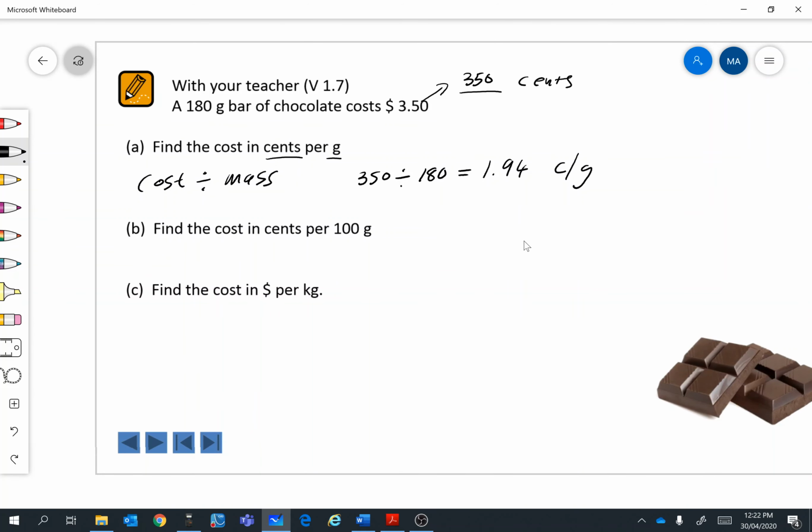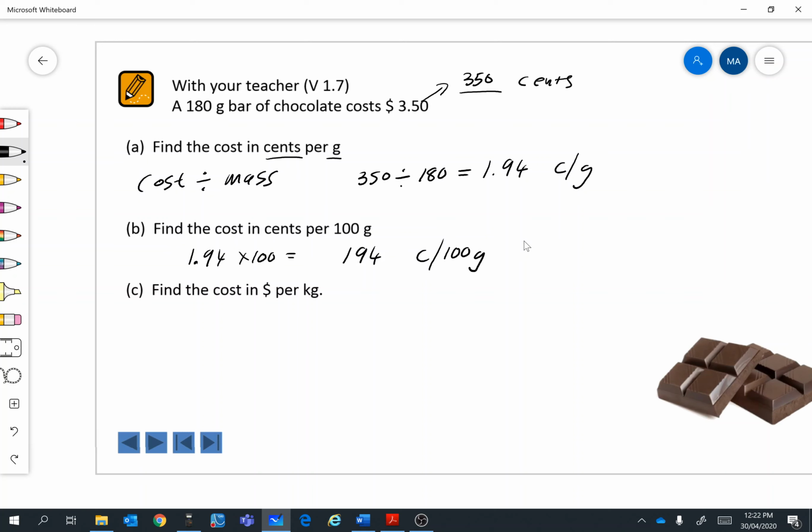Now, in the next one, we're asked to find the cost per 100 grams. So the quickest way to do this one is to do a conversion where we know that the cost for 1 gram is 1.94 cents. So of course the cost for 100 grams is going to be 100 times that, because it's 100 lots of that 1 gram. So if we take the 1.94 and multiply it by 100, that will give us the cost in cents per 100 grams. So 1.94 times 100 is 194 cents per 100 grams.